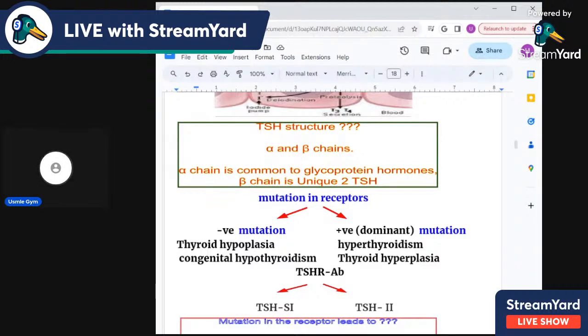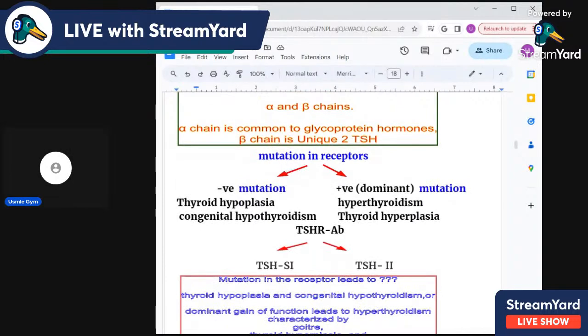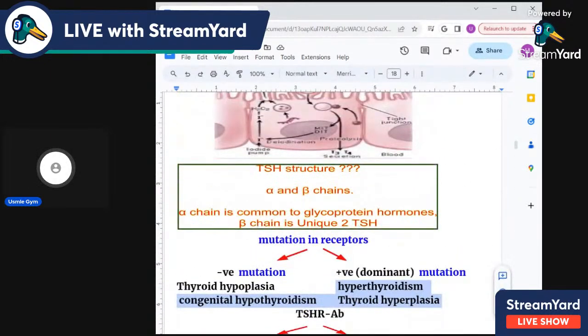So there may be a mutation in these TSH receptors. It may be a negative mutation or a positive or dominant mutation. If it's a negative mutation, it causes thyroid hypoplasia and congenital hypothyroidism, because there is a mutation in the receptors and it won't fit with the TSH connection. And if there is a dominant mutation in the receptor, then it causes hyperthyroidism and thyroid hyperplasia. So this is the TSH receptor mutation.